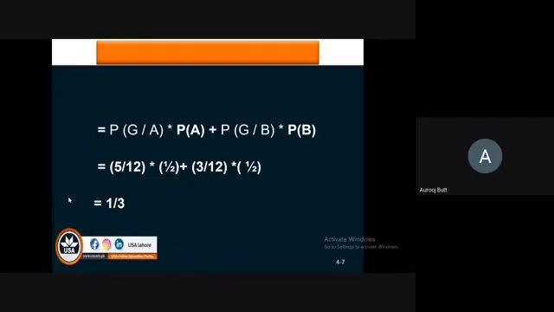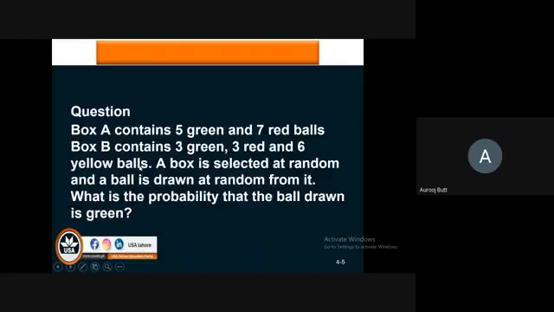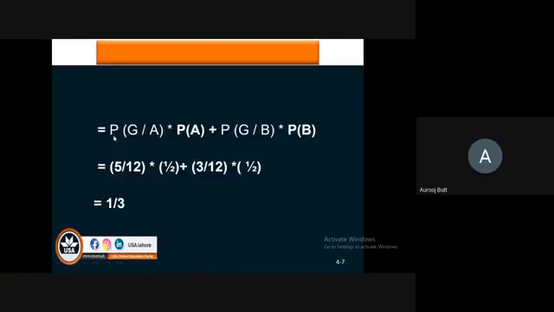So now, if you need to compute the probability of G given A, what does probability G given A mean? It means you need to compute the probability that a green ball is selected from box A. So how many balls are there in box A? 5 plus 7 is the total number of balls in box A. That means 12 balls.